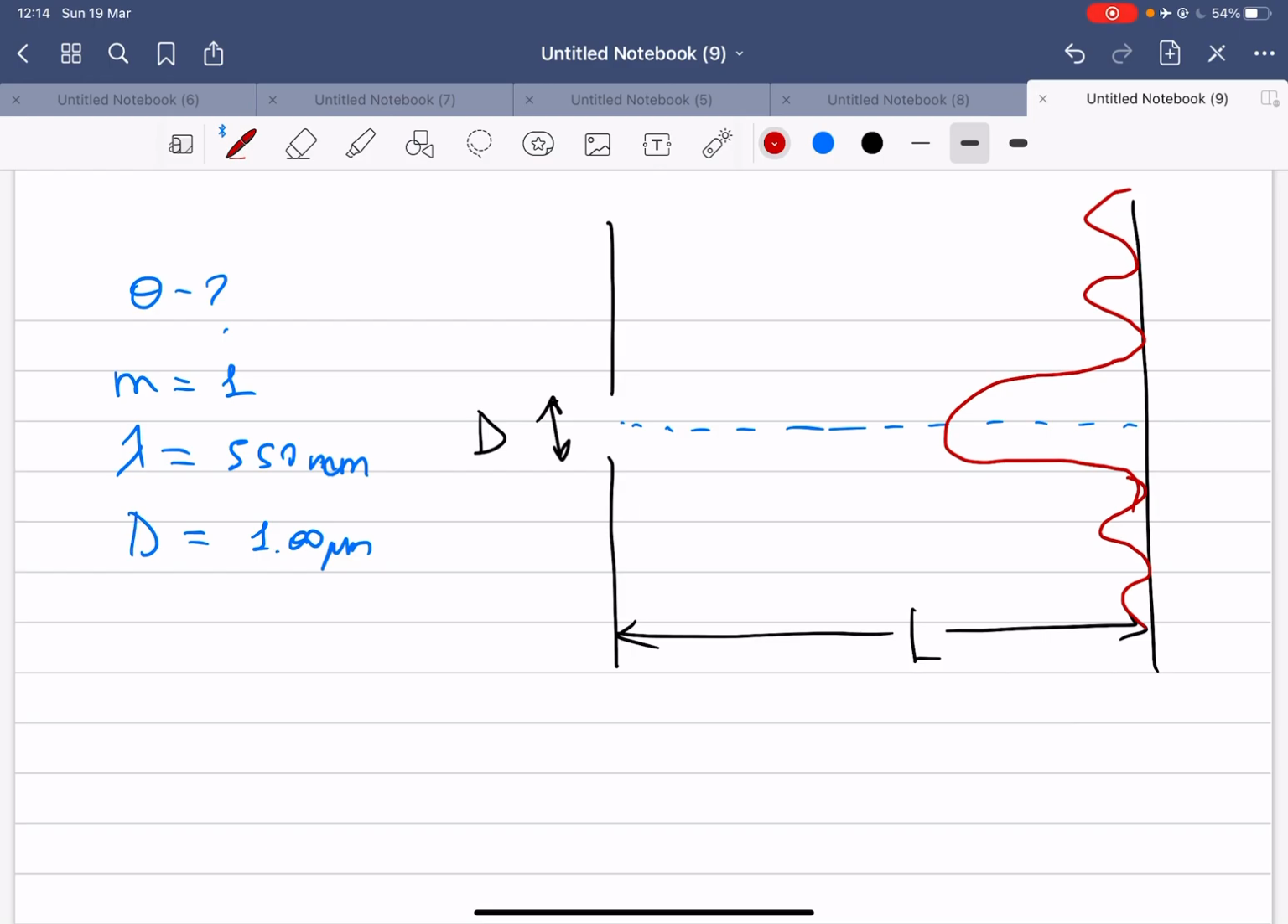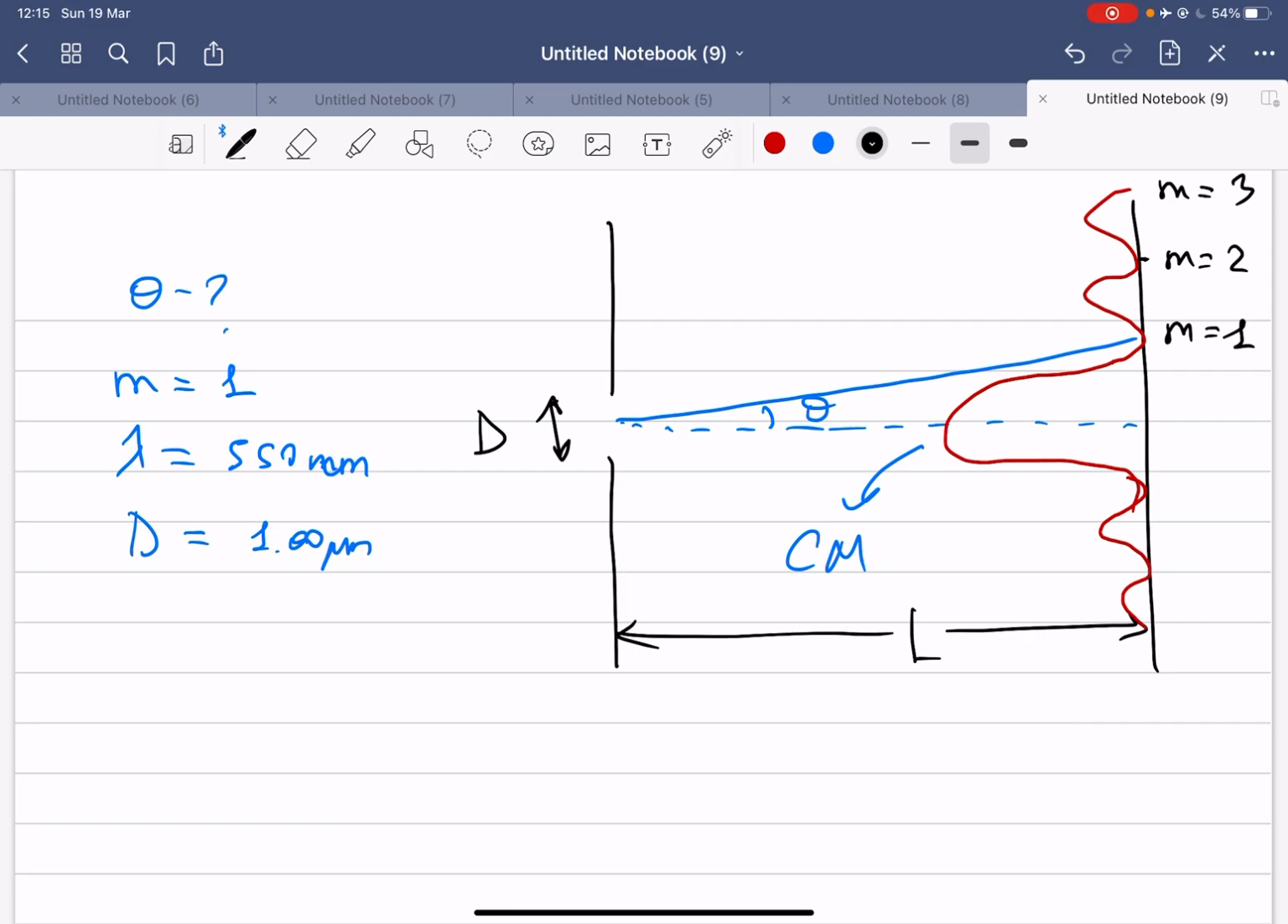Okay, so then you have this angle. Let's say this is your theta. This is your central maximum. Now we have m's. This is m equal to 1. Here you have m equal to 2. And farther away, m equal to 3, and so on.